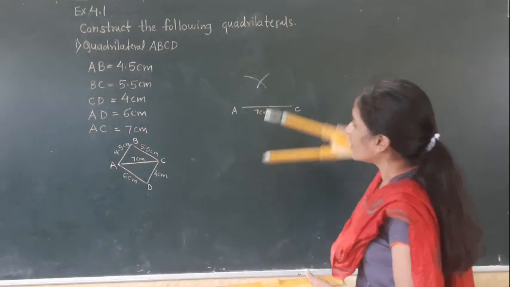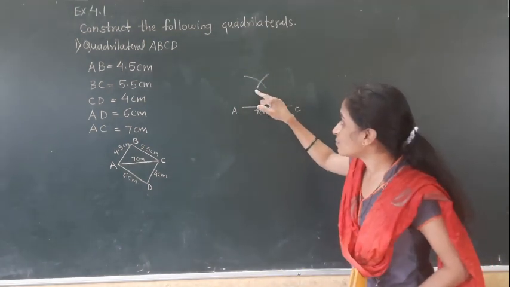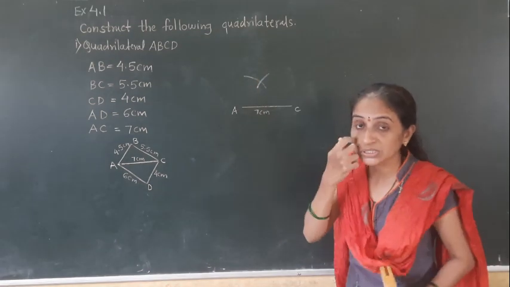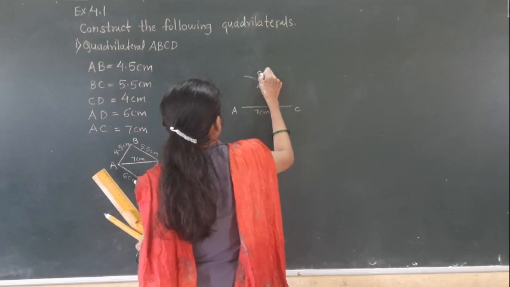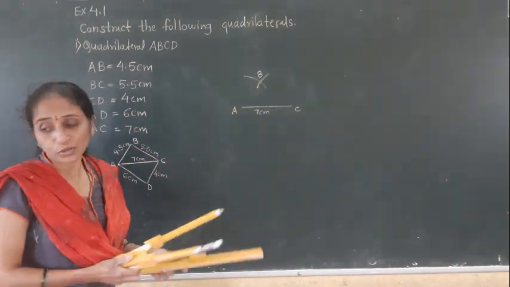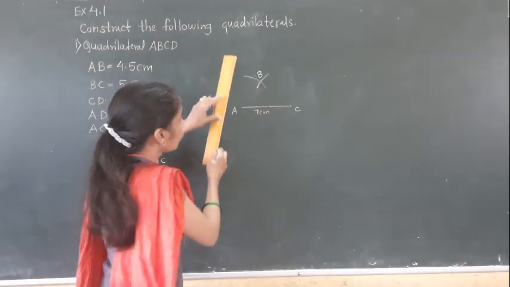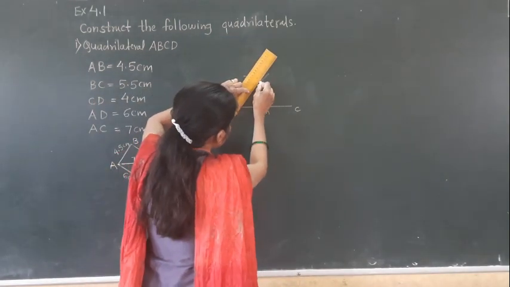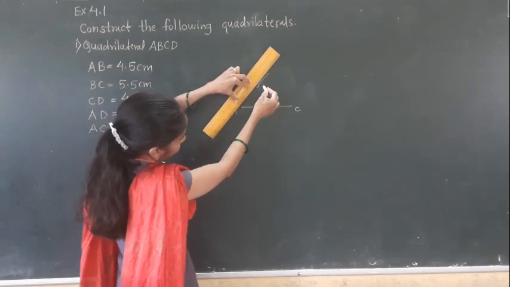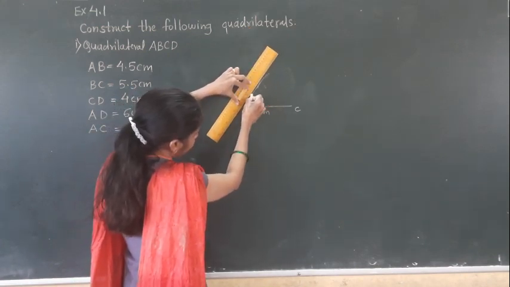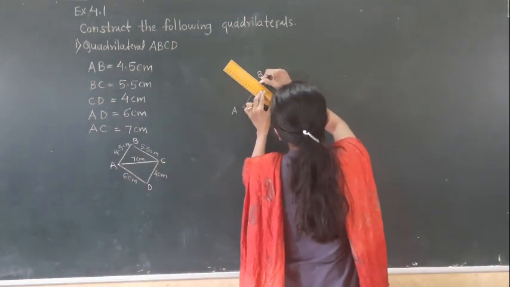Now, where will it come? See, both the arcs intersect each other. So where did we get point B? We got B here. So now what will we do? Now we will join A, B. See, from here to here, exactly where A, B. And then B, C.